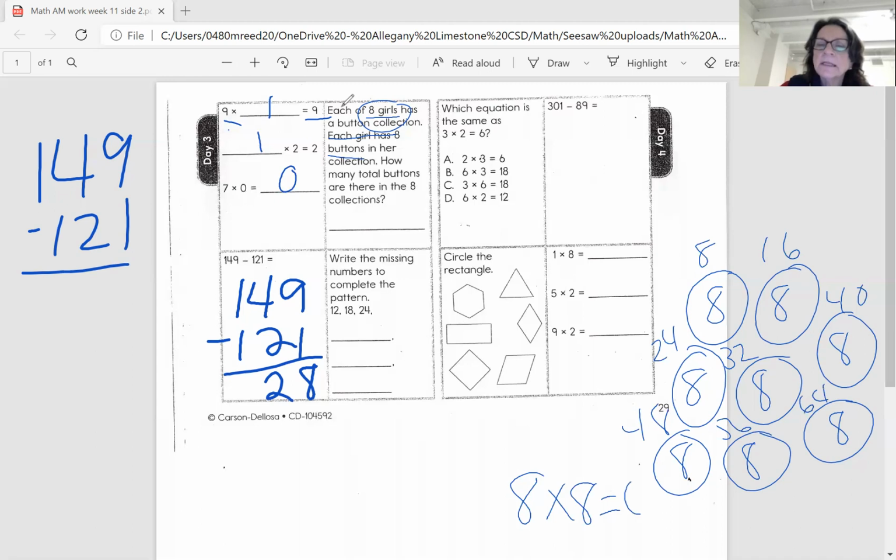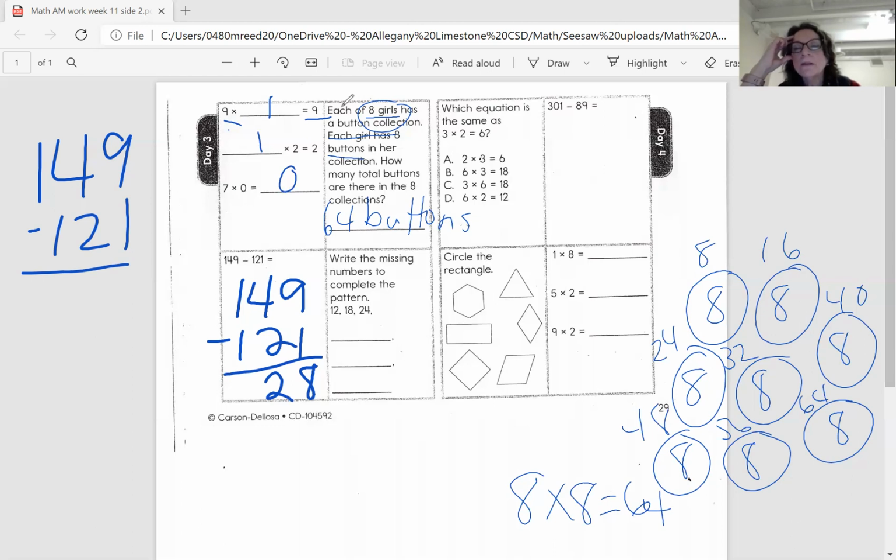My answer is 64. So how many buttons are there in the 8 collections? There are 64. Please dress up your number and make sure you write buttons. That's called a dress up number. Otherwise, if you just wrote 64, that doesn't really indicate whether you understand whether it's buttons or girls or collections or what it is. It's 64 buttons.